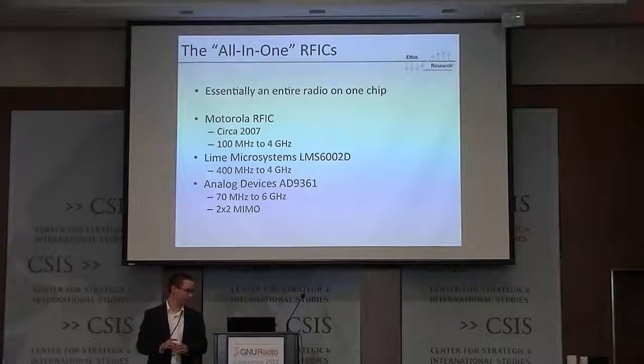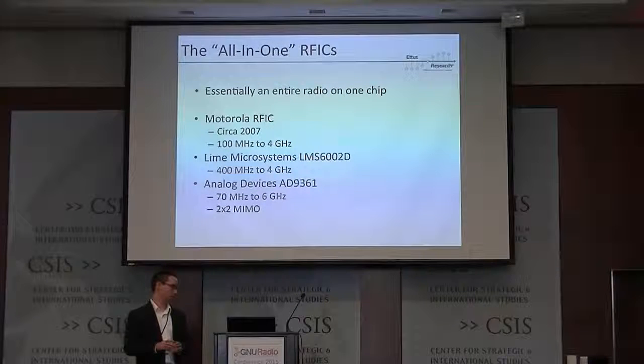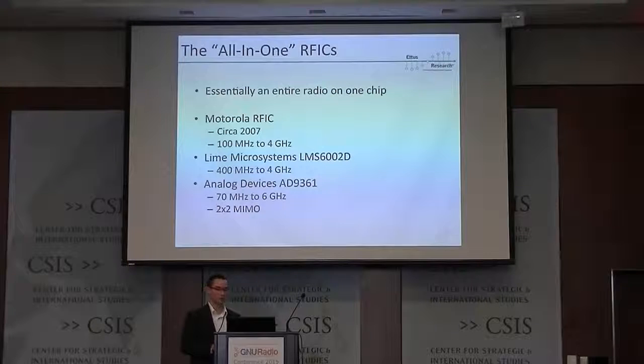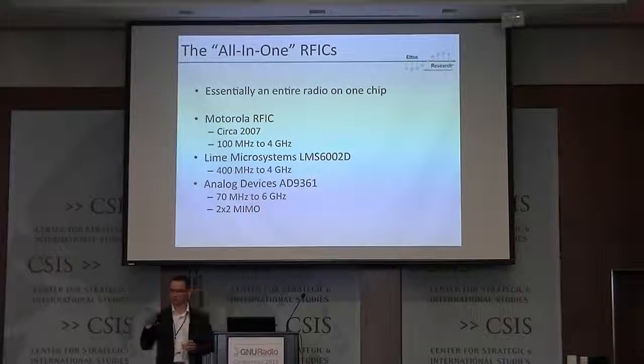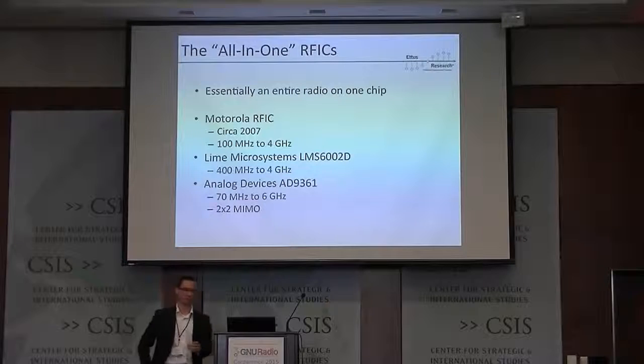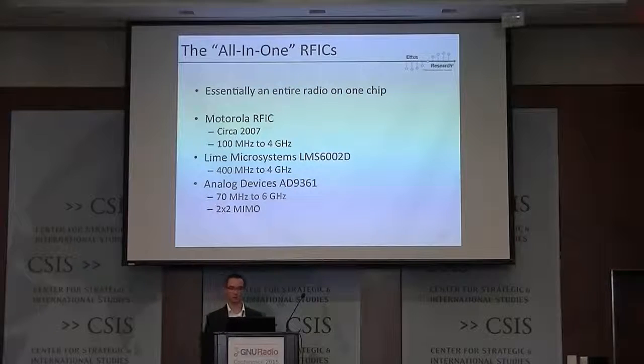And then we hit our current grandmaster, which is the Analog Devices AD9361, which is 70 megahertz to 6 gigahertz, 2x2 MIMO, up to 61.44 megasamples per second on one chip. And the chip is slightly larger than a synthesizer. It's effectively an entire software radio on one die, including ADCs, DACs, gain chains, everything else. And these are really revolutionizing hardware design for software radio at this point.